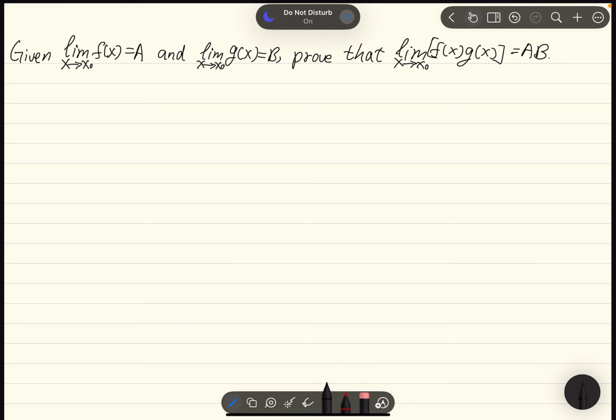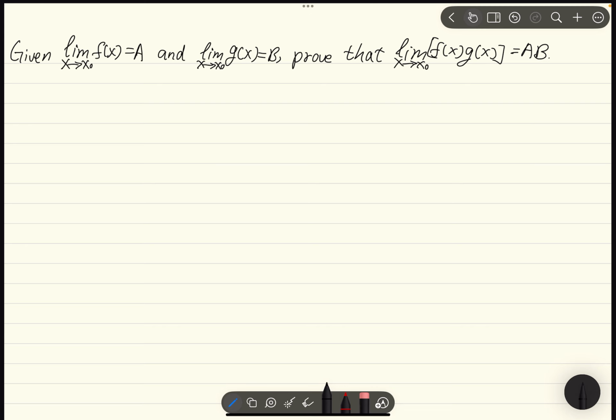Let's look at the epsilon delta proof of the product law of limits. Given that the limit of f(x) as x is approaching x naught is a, and the limit of g(x) as x is approaching x naught is b, prove that the limit of f(x) times g(x) as x approaches x naught is a times b.